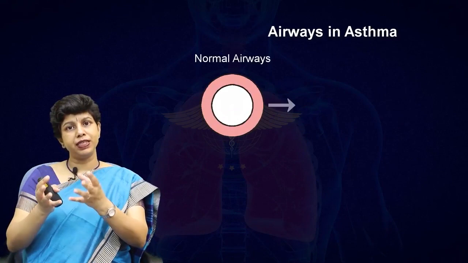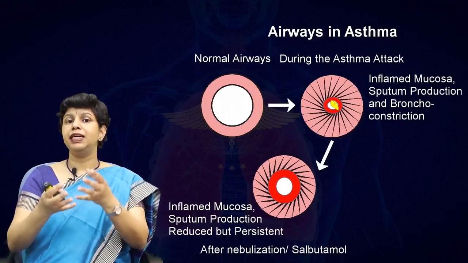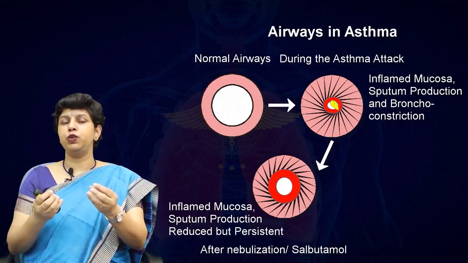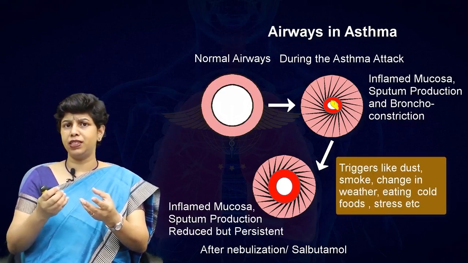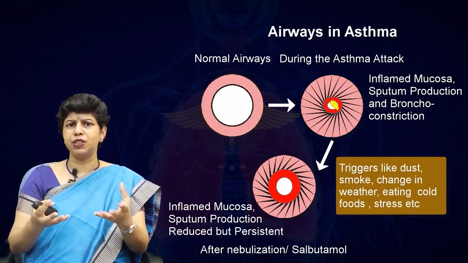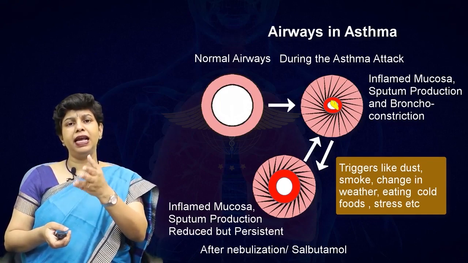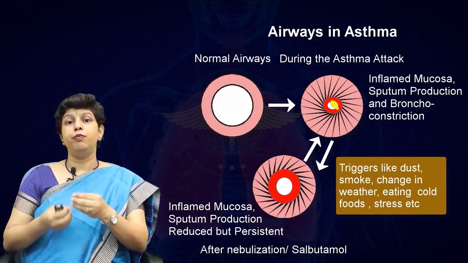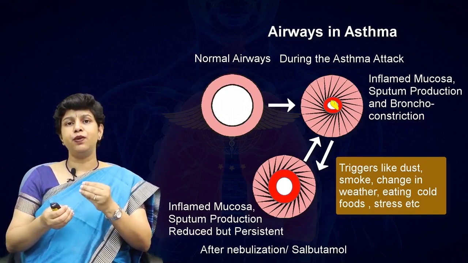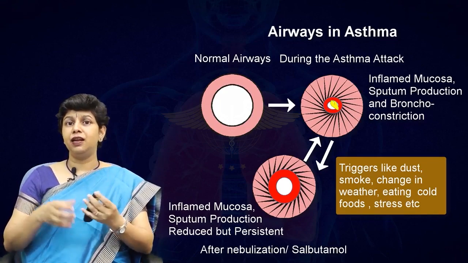We saw that we treated it only with bronchodilators and maybe a short course of oral steroids, but the inflammation persisted. So the moment this inflammation is exposed to any trigger like smoke or dust or change of weather, for some people it is eating cold items, the cold temperature, the patient will immediately go back and have an acute attack of asthma because of this persistent minimal inflammation. Okay? And the patient's airways will never come back to normal. An inflamed airway is like a loaded pistol.